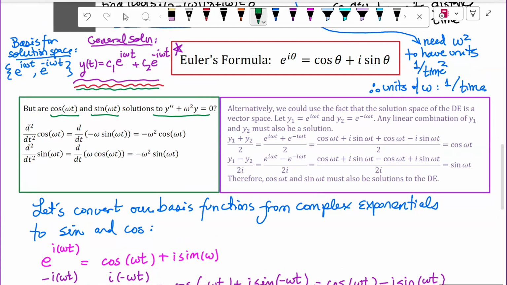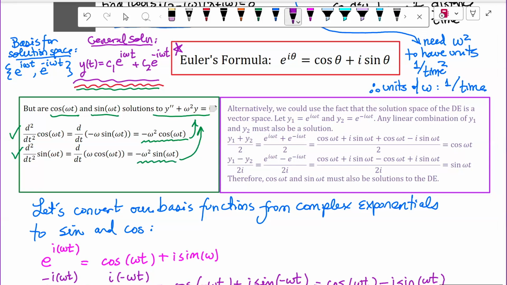Well, let's see. If you take the second derivative of cosine, you can see it actually equals the first derivative of minus omega sine omega t, which gives you minus omega squared cosine omega t. And similarly, if you take the second derivative of sine, you see that that gives you minus omega squared sine omega t. And so both cosine and sine do satisfy our original ODE. Now, how did we know that was going to happen? Let's look at our purple box here.